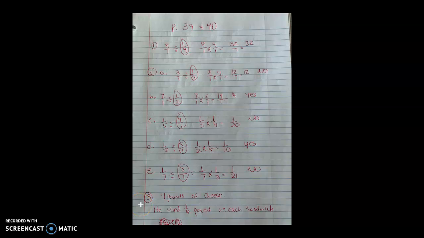For number 3, you have 4 pounds of cheese. He's used 1/6 of a pound for each sandwich. So 4 should be circled in the first box. 1/6 should be circled in the second box.